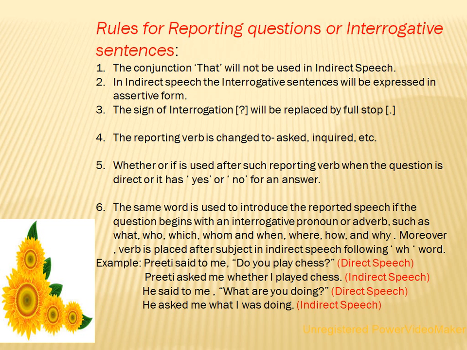Let's take one more example. He said to me, what are you doing? So here, said to me is what? Asking. No, he is asking. So I will use, he asked me what I was doing. So here, beta, when it is an open-ended question or a WH word like how, why, what, when, where, we will use the same WH word as the connector. I repeat, we will use the same WH word as the connector. We will not use the word that. So, he asked me what I was doing.